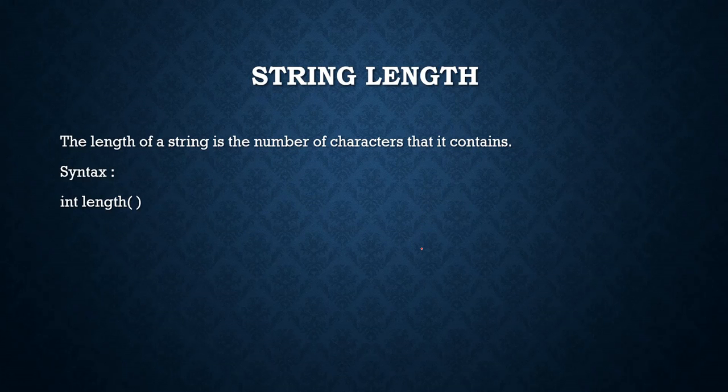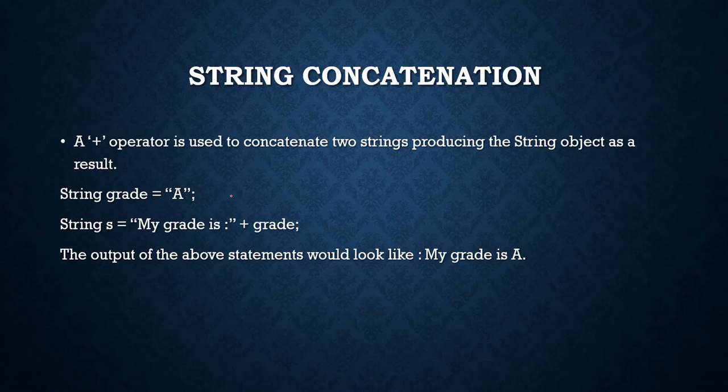String length. To find out the number of characters that a string contains, we can invoke the length method on a string object. It will return an integer value which is equal to the number of characters present in the string. String concatenation. The plus operator is used to concatenate two strings, producing a string object as a result. So this is a simple example. For example, String a equal to A, String s equal to my grade is plus a. Here we are using the concatenation, that is the plus operator, which will concatenate the strings together. So the output of these statements when executed will be: My grade is A.